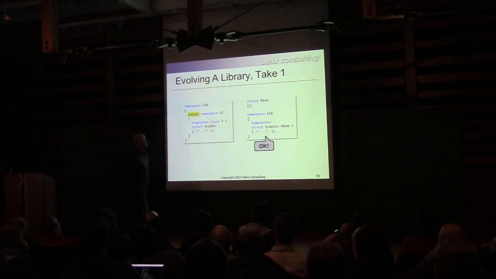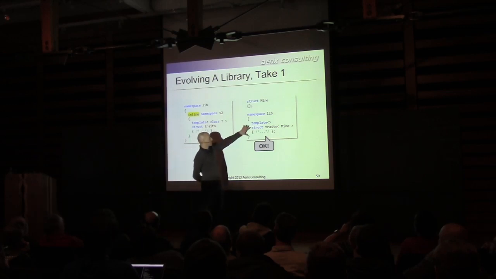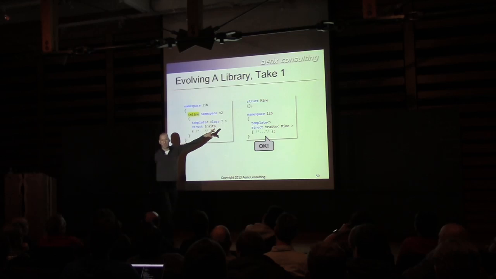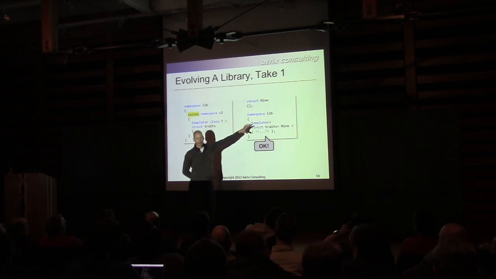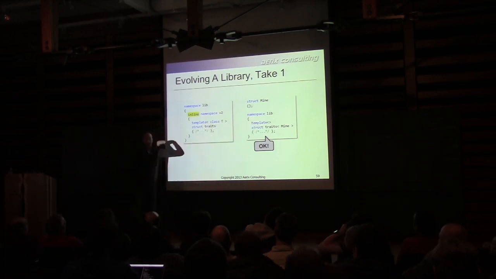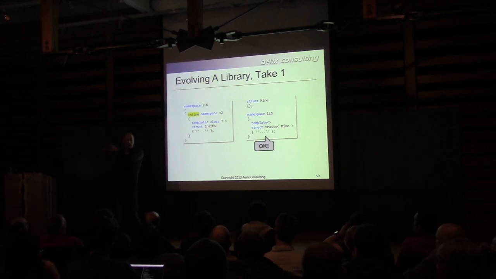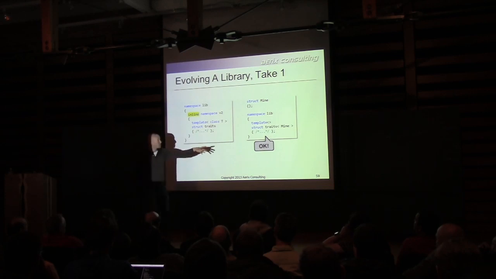So if a user of my library writes this code, right? What they might not be aware of is that they are implicitly opening a version namespace, v1, okay? And now if you change the library so that, oh, okay, v1 is the old badness, now it's v2, and v2 is inline and v1 is not, well, this code could break, okay?